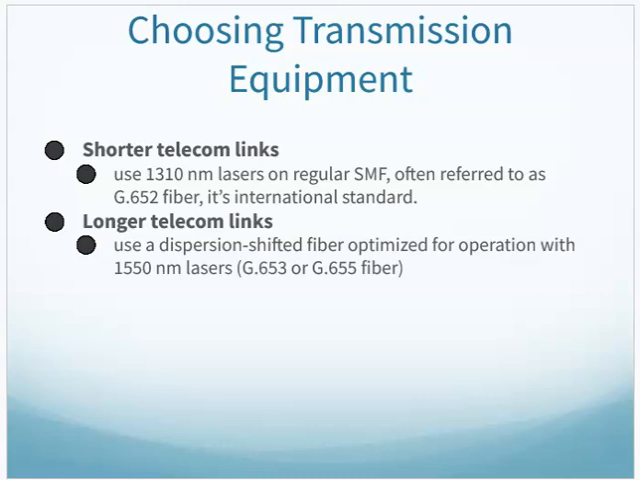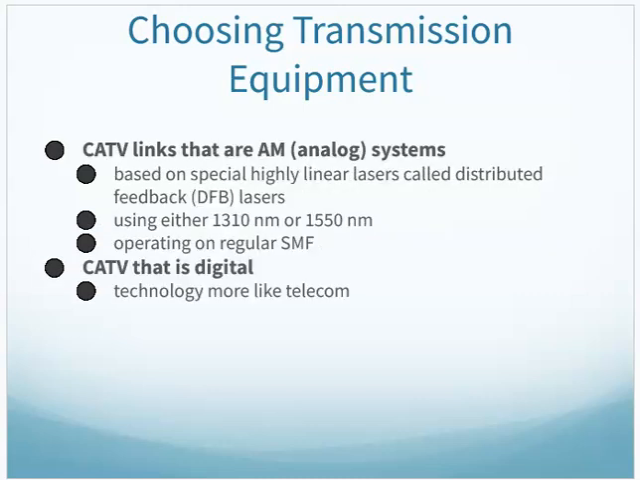All right, CNT140, Chapter 9, we're going to pick up where we left off. Your cable TV links are typically using your 1310 or 1550 nanometer over single mode fiber for distance reasons.